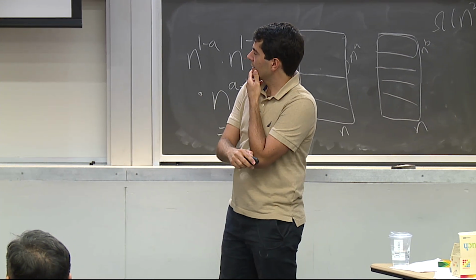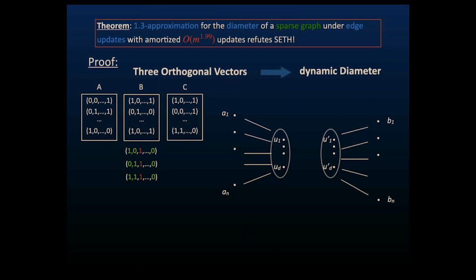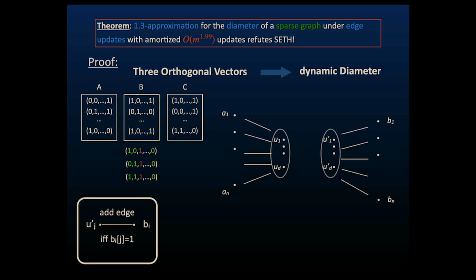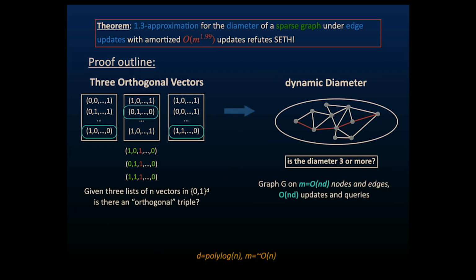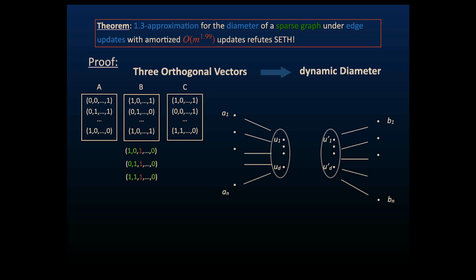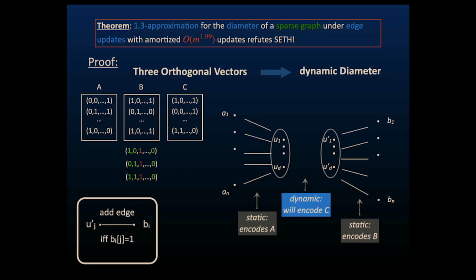Okay, so that's the graph. Now these two parts will be static, and they will encode A and B. What will be changing is this middle layer, and it will dynamically encode C. So we look at C one vector at a time and change what's happening there.